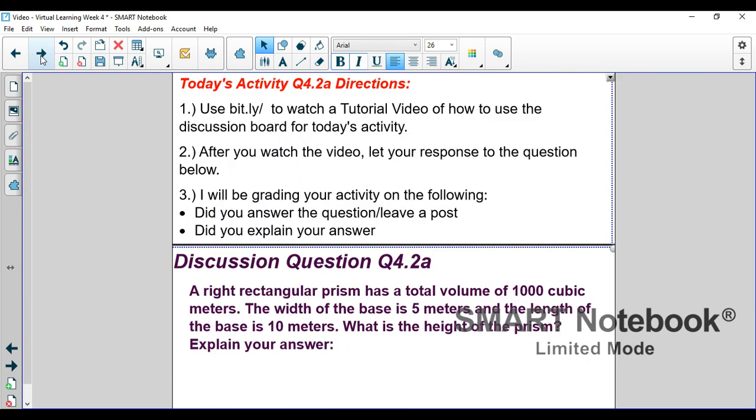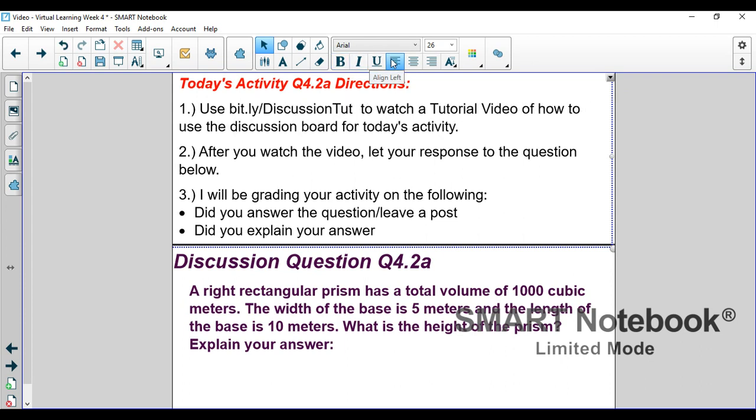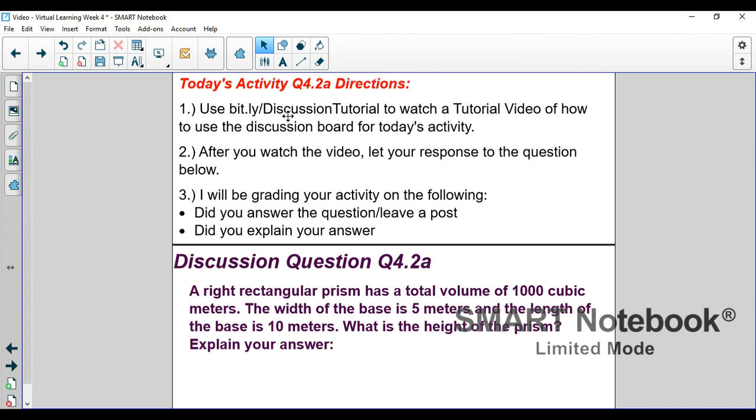Hopefully this lesson went pretty well for you today. Today's activity directions are posted on this one right here. You're going to use the bit.ly posted to your classwork located on Canvas. Watch the tutorial video of how to use the discussion board for today's activity, and that bit.ly is actually discussion tutorial. So if you want to learn how to get today's grade and you have not seen it already, I would watch this video, because today's grade is going to actually be a discussion question, not a normal bit.ly. So after you watch that, you're going to leave a response to the question that's posted below.